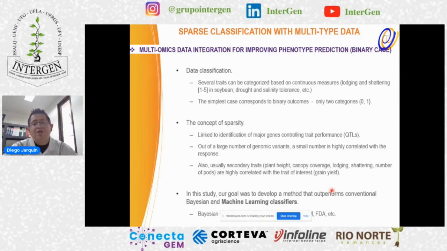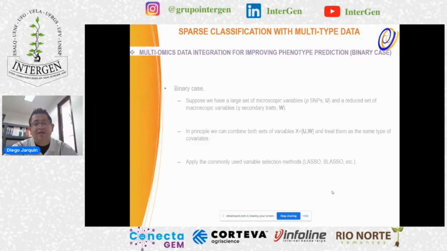In this study, our goal was to develop a method that outperforms conventional Bayesian and machine learning classifiers. Pretty much we tried to blend both of these. So we have Bayesian lasso, Bayes A, Bayes B, and we have random forest, support vector machine, FDA, etc.